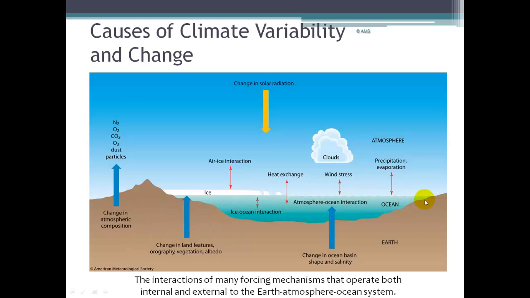When we look at the water here, we have a lot of potential changes. There's interaction between the air and the ice. There's interaction between the ice and the ocean, and so on. All of these things change and affect the climate of the Earth.